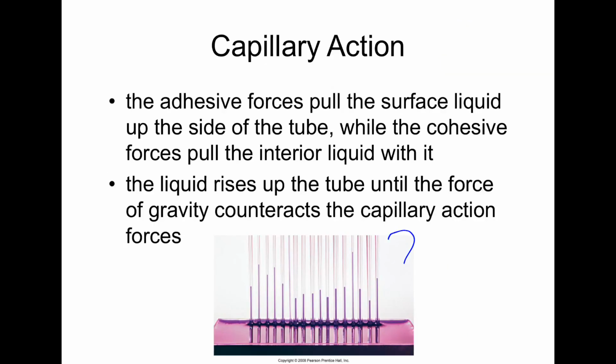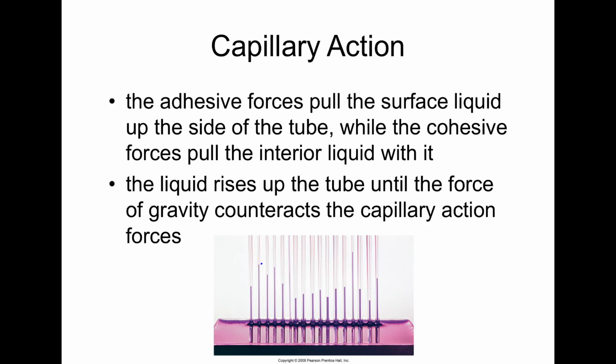In this picture, we see a bunch of different tubes that have been put into a purple liquid, just so we can kind of see the liquid there. And the difference between the tubes is how big they are. Some of them are very thin, and some of them are kind of more wide. So these are the really thin ones, and these are the wider ones, like this. Now you can see that the liquid treats the thinner ones differently than the wider ones.